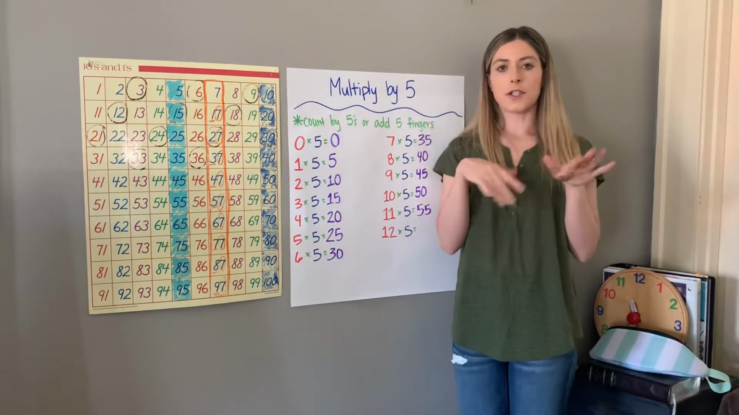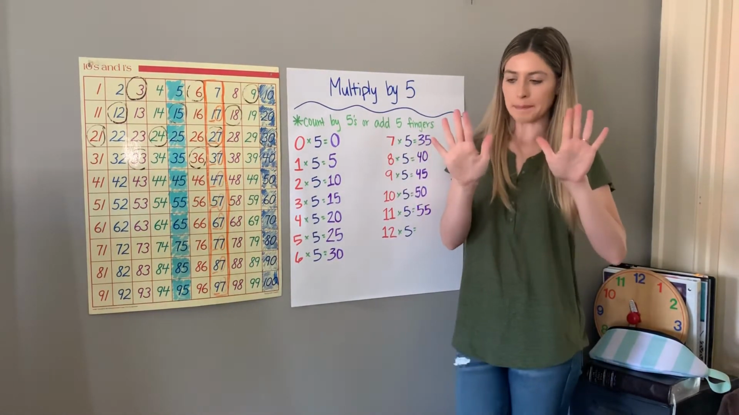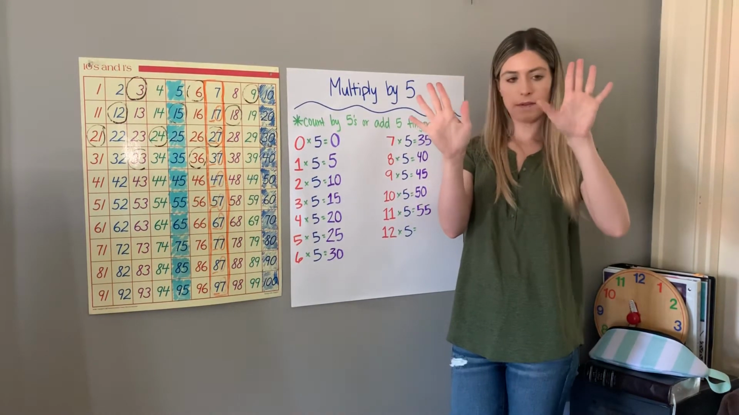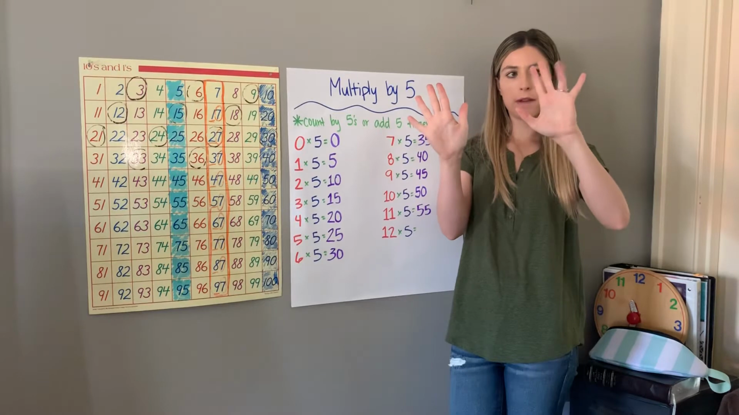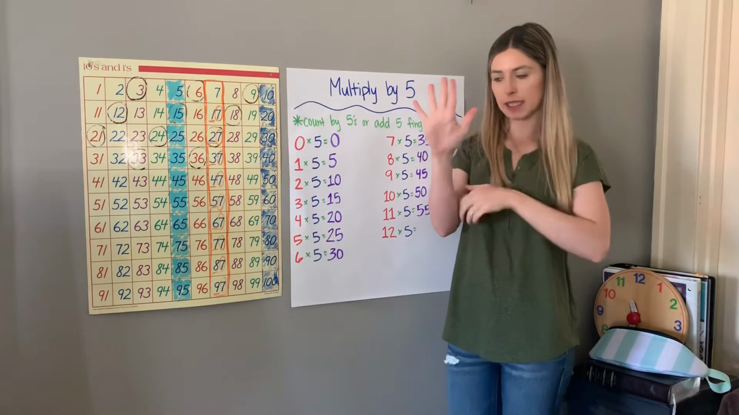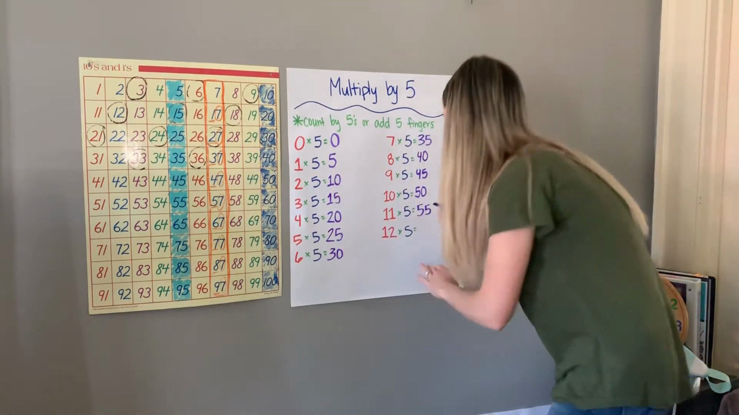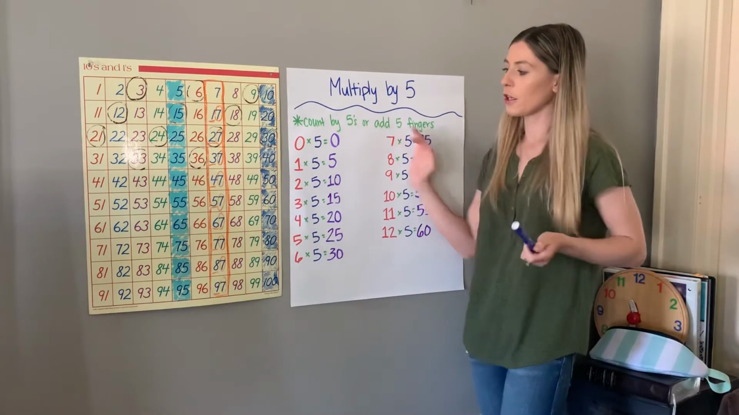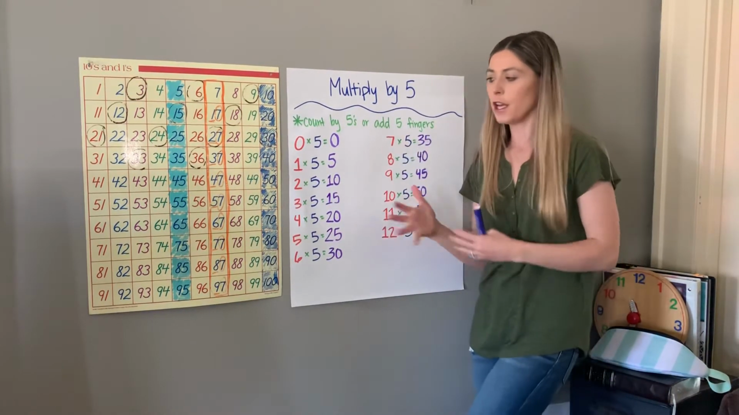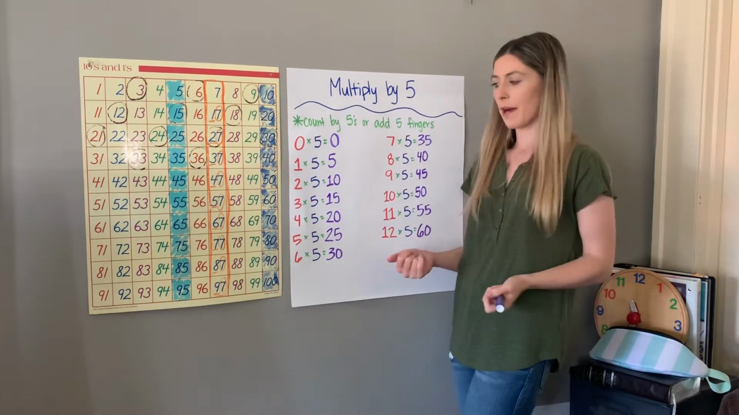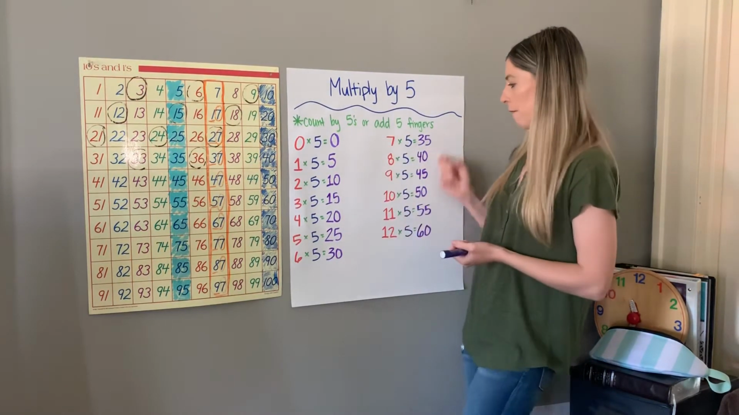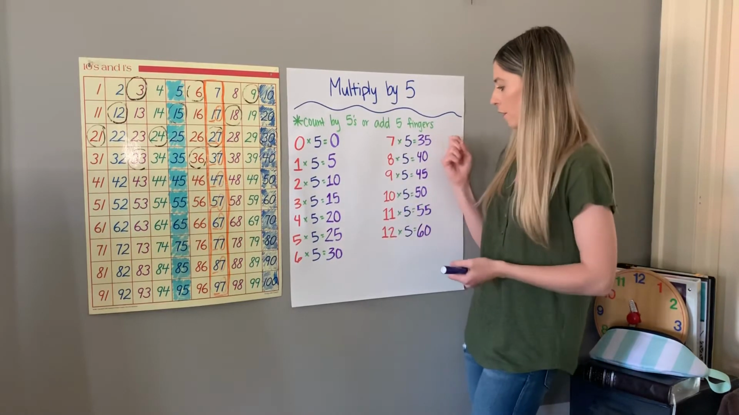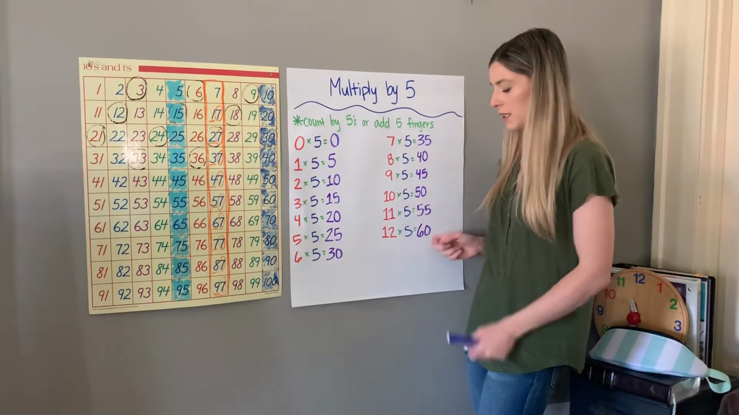And 12 fingers, so now I'm going to count 2 after my 10. So I have 5, 10, 15, 20, 25, 30, 35, 40, 45, 50, 55, 60. 12 times 5 is 60. Now if you look at our chart after we finished it, you can actually still see some patterns. We counted by 5, so we have 0, 5, 10, 15, 20, 25, 30, 35, 40, 45, 50, 55, 60.